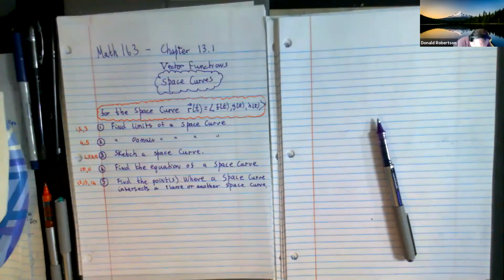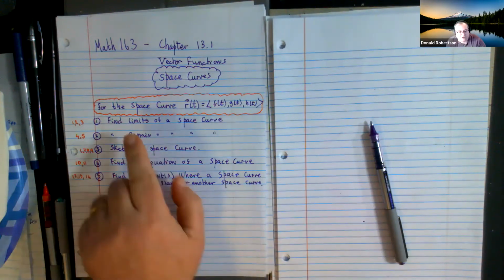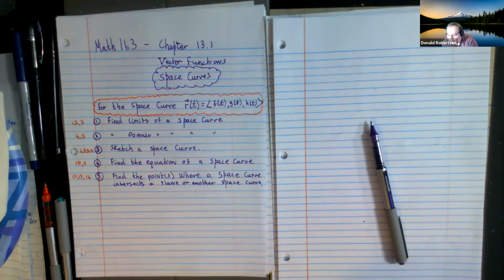Last time, we introduced you to these guys called space curves, which are essentially just pathways in 3D space, right? We're interested in space curves in 3D, and here is a list of the things we're going to do from section 13.1. We're going to find the limit of a space curve. So what's the limit of a function as x tends to 0? We're going to look at the limit of a space curve as t tends to 0. And we're going to look at the domain of a space curve, because essentially it is a function. Even though it's a vector function, it's still a function.